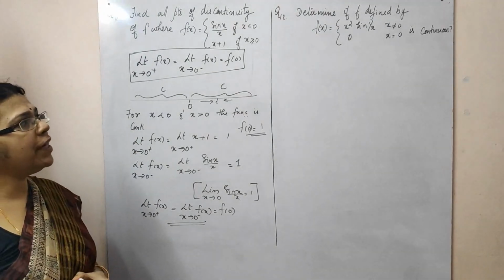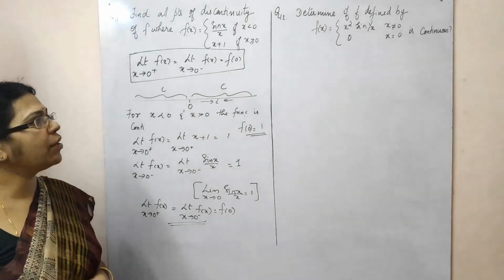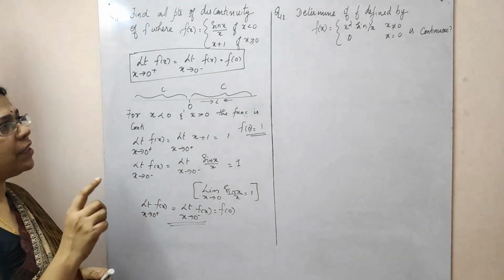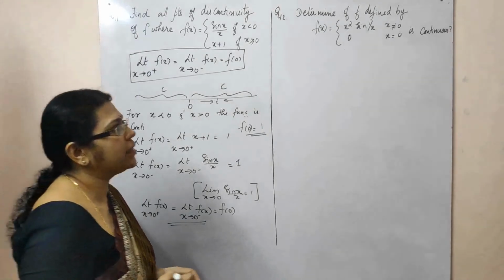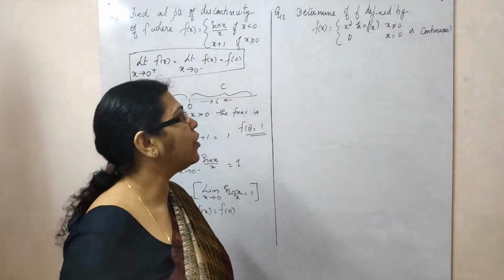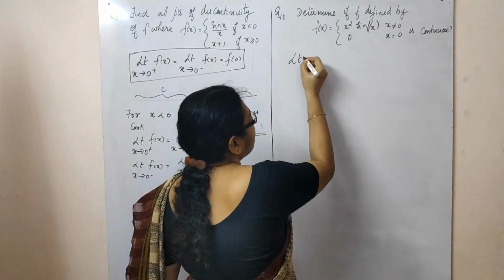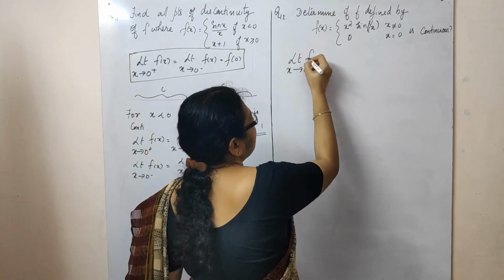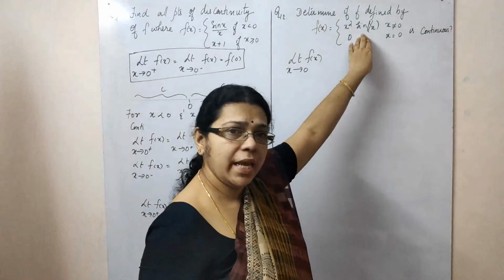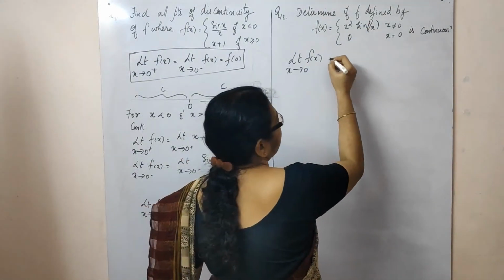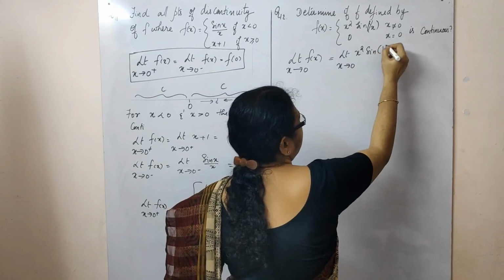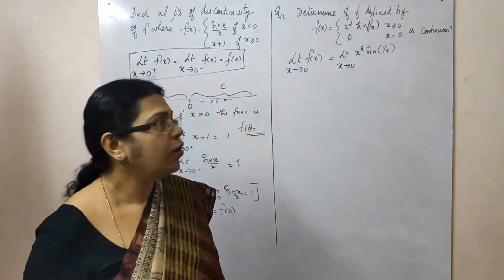Determine if f defined by this is continuous or not. So here it is said that the function f of x is equal to x square into sine of 1 by x, where x is not equal to 0. So let's see. Here what we need to check is limit x tends to 0 f of x, because for 0 plus and 0 minus, the function's value is the same. So limit x tends to 0 f of x is equal to limit x tends to 0 of x square sine 1 by x.